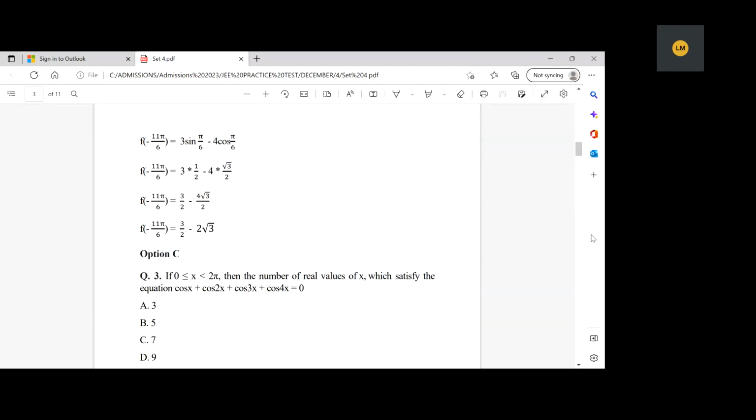Okay. So this is the question part. I hope this is also something which you have seen. 0 less than or equal to x less than or equal to 2 pi. Number of real values of x which satisfy the equation cos x plus cos 2x plus cos 3x plus cos 4x equal to 0.